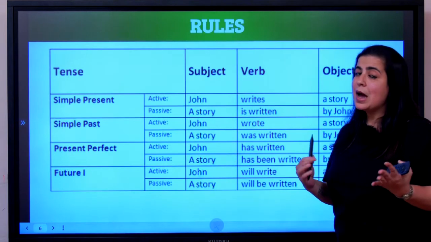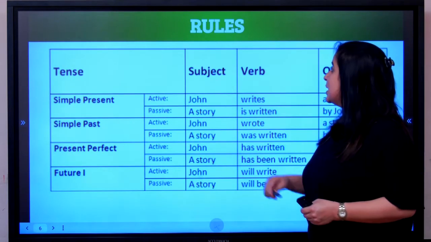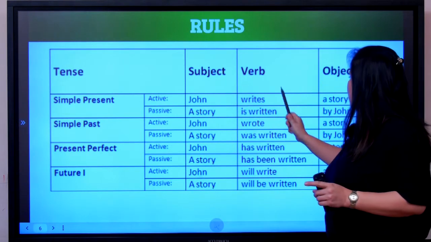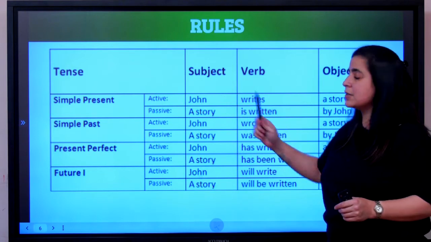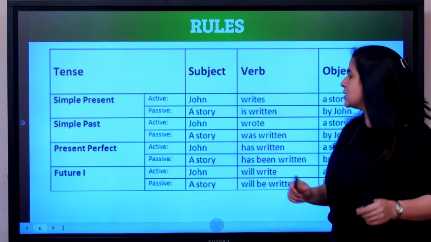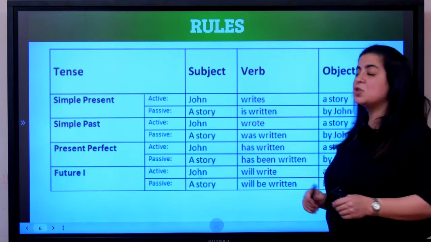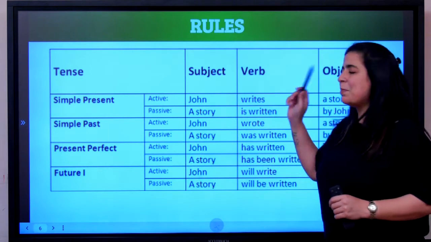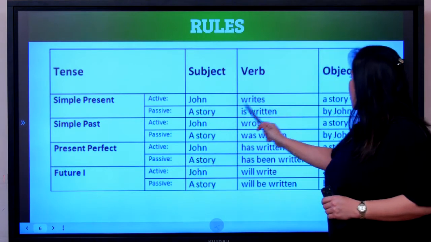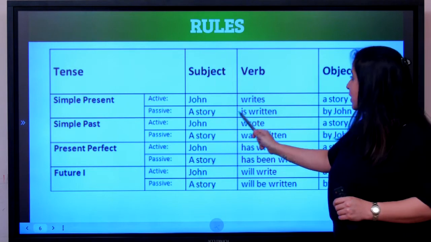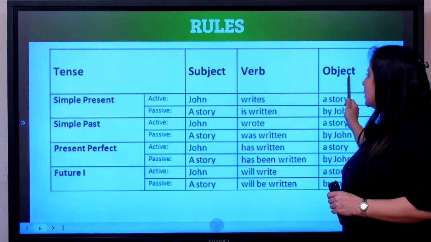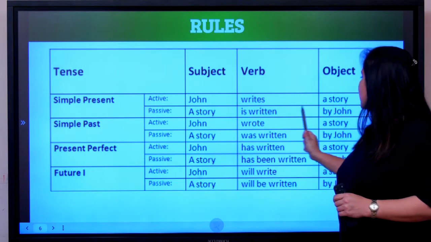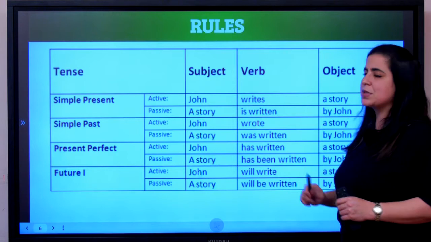Now, let's see how the tense changes. In simple present sentences, John writes a story. John here is the subject. What is he doing? What is the verb? Writes. What is the object? A story. He is writing a story, isn't it? Now, in passive, a story is written by John. The object has become the subject. This changes to is written and by John, the subject becomes the object.